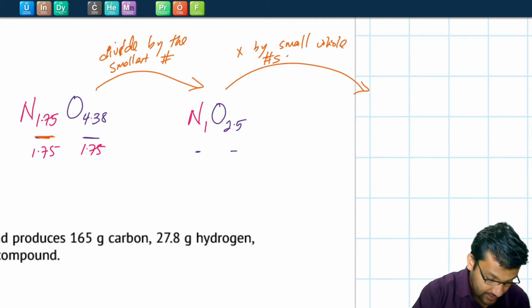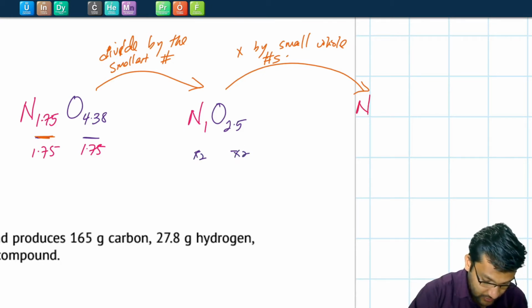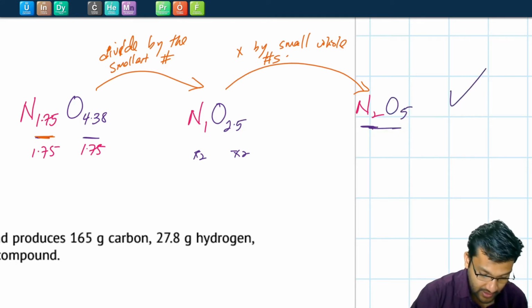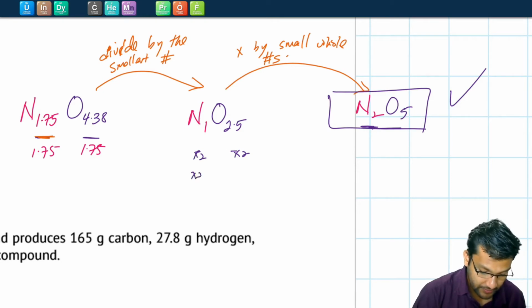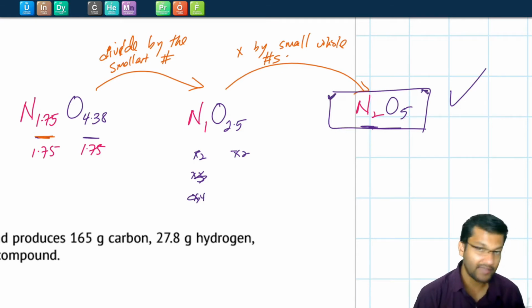So let's do that. Let's first try multiplying everything by 2. So N1 times 2 gives us N2. O 2.5 multiplied by 2 gives us 5. So now they're both whole numbers, so we can stop there. If this didn't work, we'd go back and try to multiply by 3, or if that didn't work, by 4, and so on until we get whole numbers. But in this case, multiplying everything by 2 works, and so our formula for this is N2O5.